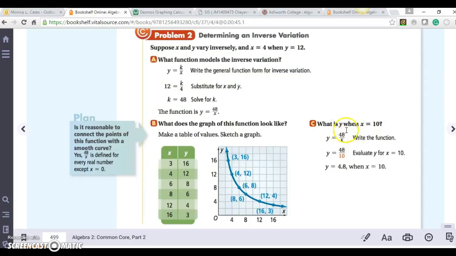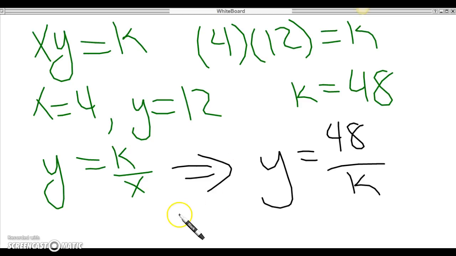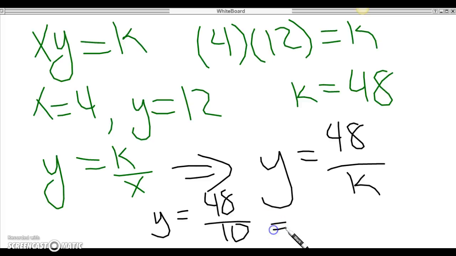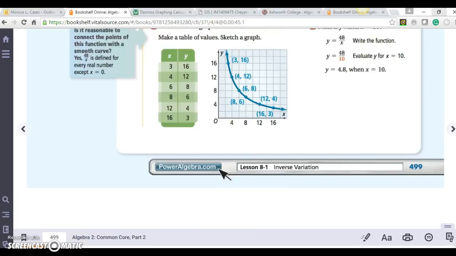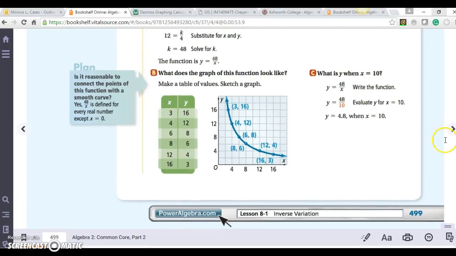The next it says, what is y when x is 10? So we know k is 48, x is 10, plugging that in, and I get y is equal to 4.8. So when x is 10, y has to be 4.8. Okay, so now let's go on to the got it.